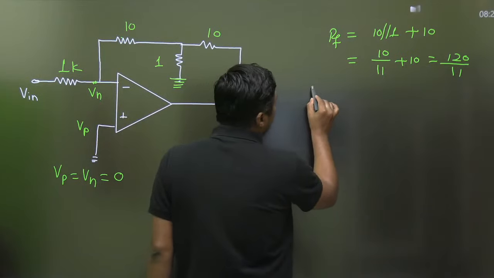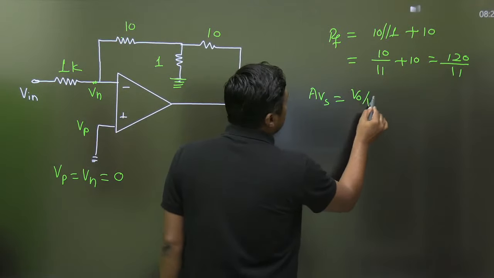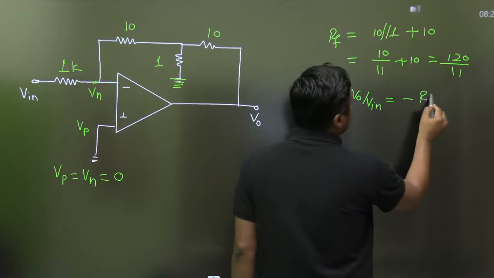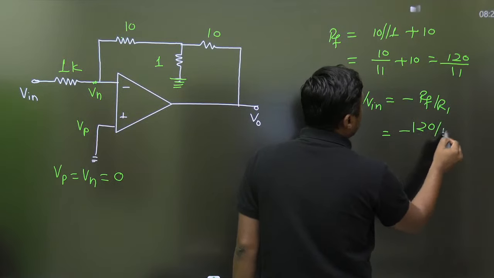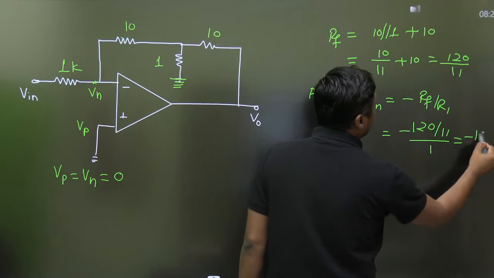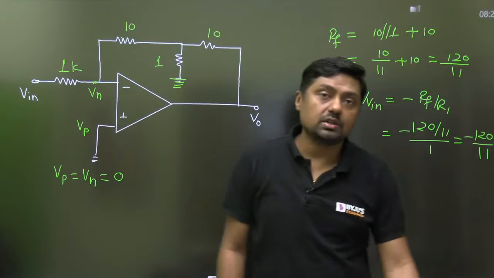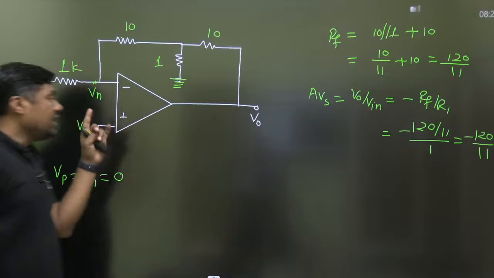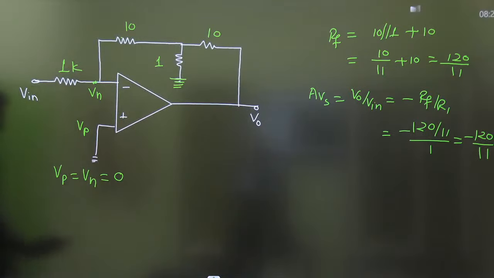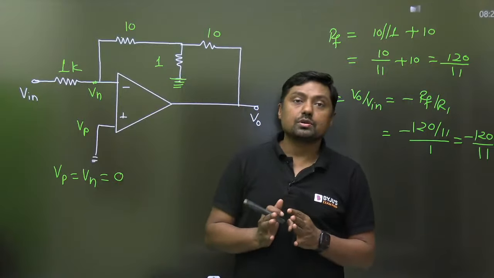What will be the gain? V0 by Vin is nothing but minus RF by R1, minus 120 divided by 11 divided by 1. So the gain is minus 120 divided by 11. Yes, Manvendra, you are asking about this type of approach? Yes, that is the wrong approach. Why? I am going to explain to you.